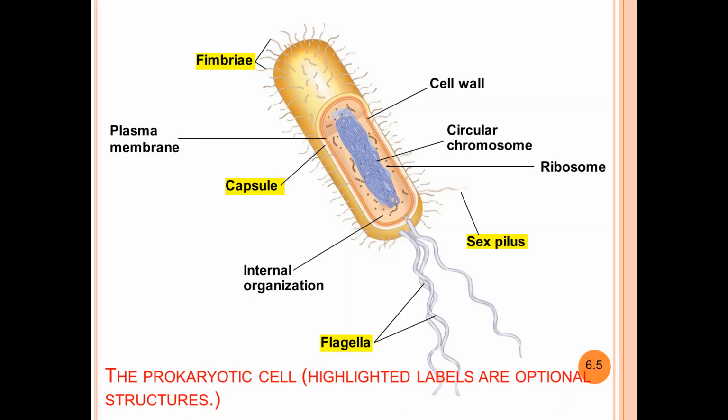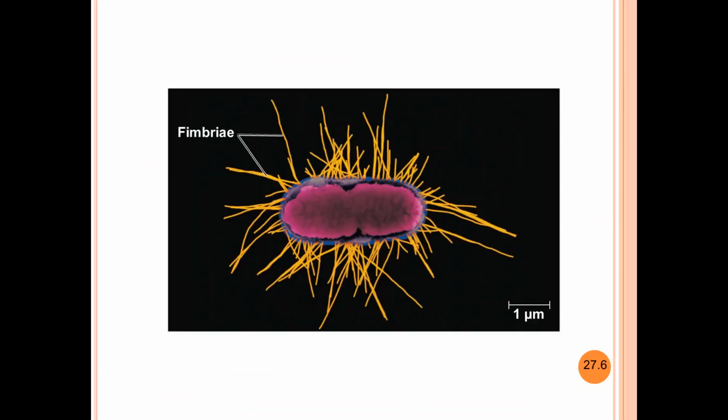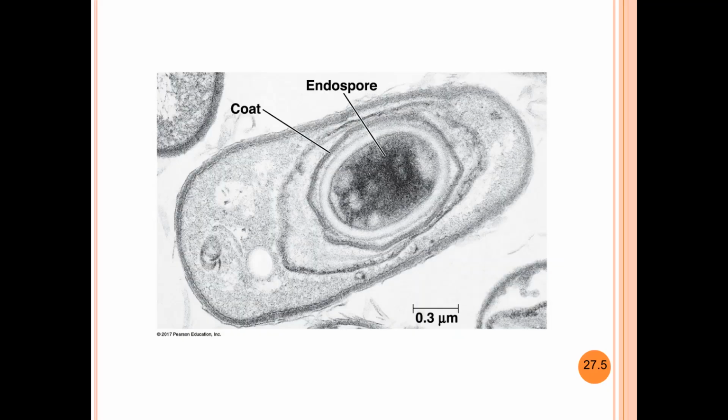Some of the bacteria will have an endospore, and then some of them will have a plasmid, neither of which are here. So I have some slides here. So there's the fimbriae. Again, that's for attachment. And then this is going to be the endospore. If you notice, this is basically the bacterial cell with its genetic material that has shrunk down and kind of dehydrated itself, if you will, to a very small portion called the endospore that has a coat around it.